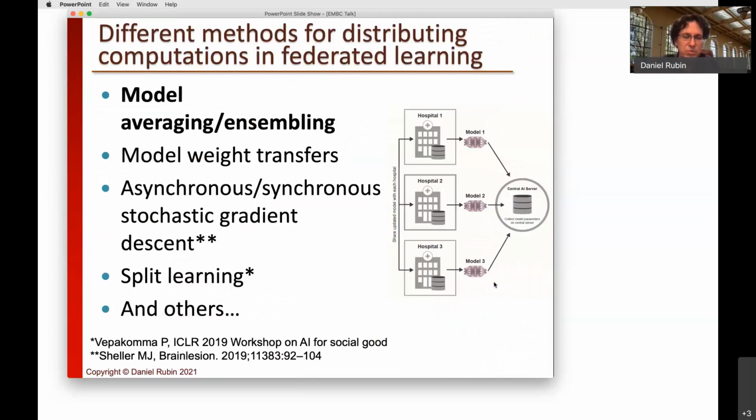As I mentioned earlier, there's more than one way of doing that. The commonest way, which was the first way Google came out with, is called model averaging or ensembling, where you average the weights of the models. But that's not the only way of doing it.